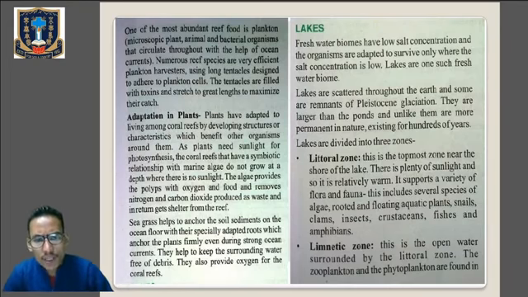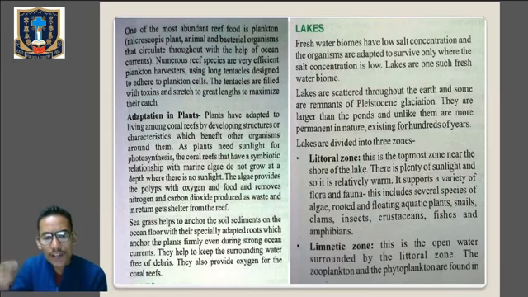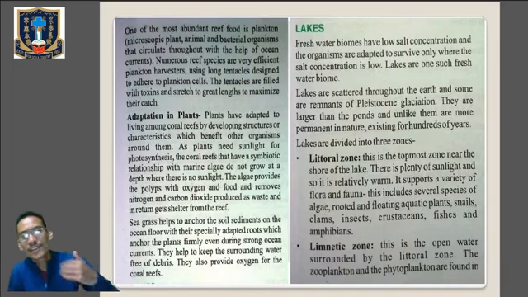Plants are adapted to live among coral reef by developing structures or characters which benefit other organisms around them. So what are the characters seen in the plants in the coral reef biome? Plants need sunlight to perform photosynthesis. The coral reefs that have a symbiotic relation with the algae zooxanthellae do not grow at a depth where there is no sunlight, because this algae needs sunlight to perform photosynthesis. The algae provide the polyp with oxygen and food and remove nitrogen and carbon dioxide produced as waste, and in return get shelter from the reef.